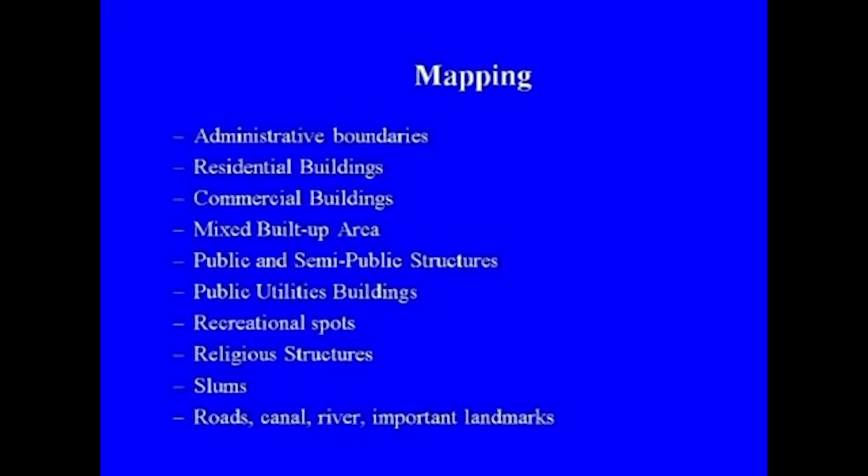For mapping the information and creating the GIS database, the following information was to be categorized. First of all, the administrative boundary of the ward was digitized, and based on that, the different types of buildings and activities in the ward were identified to be residential buildings, commercial buildings, mixed built up area, public and semi public structures, public utility buildings, recreational spots, religious structures, slums, roads, canals, rivers, and other important landmarks.